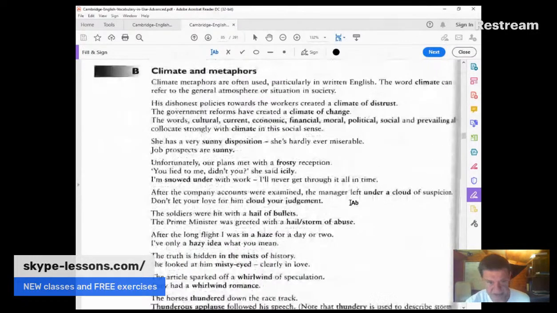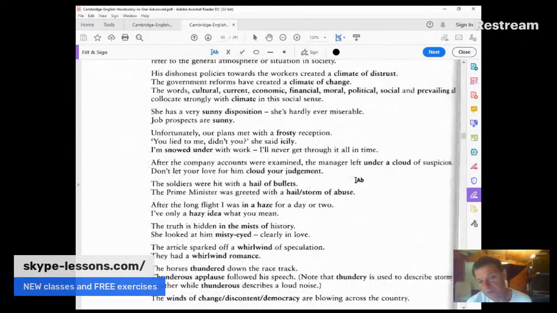Okay, let's go a little bit further down. After the company accounts were examined, the manager left under a cloud of suspicion. Yeah, so a cloud of suspicion, we often say, and this means under suspicious circumstances. Yeah, and so it sounds like maybe he was guilty of fraud. Maybe he was stealing money from the company accounts in some kind of way.